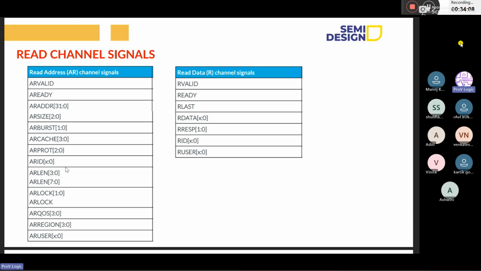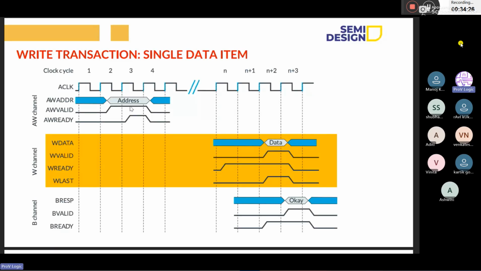So you need to understand here, valid and ready signals are there. From the handshake mechanism, data or control is transferred only when both are high. When both ready and valid are high. If you see here, when valid is high and ready is high, then only both address and data will be transferred.